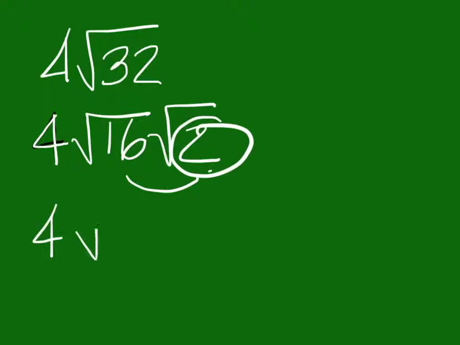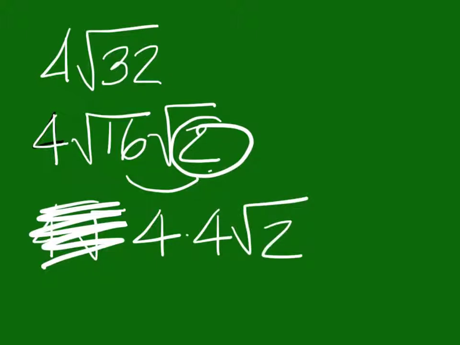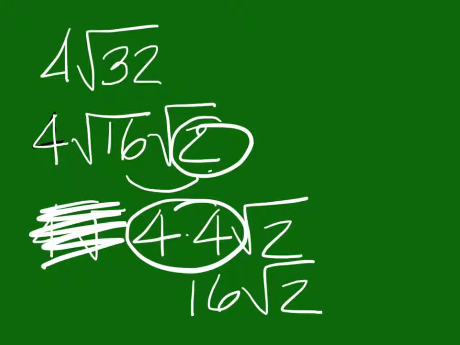The square root of 16 is 4. Need to scratch that out. Square root of 16 is 4. And then simplify your two 4's here to get 16 square root of 2.